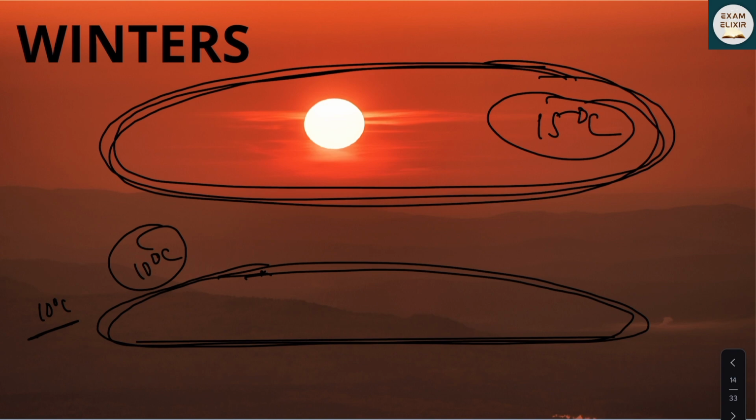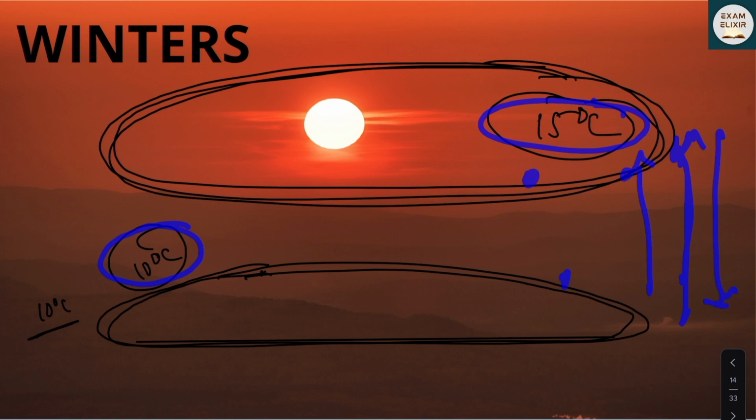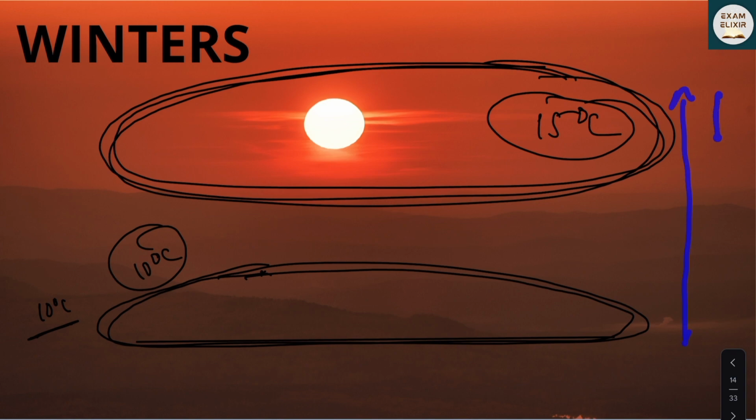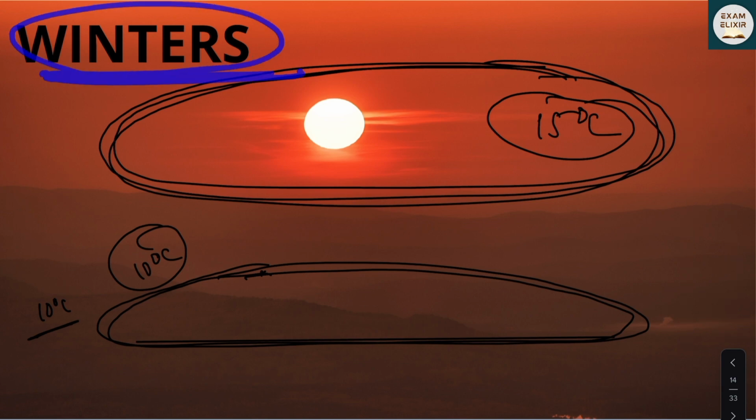Now, normally in the troposphere, what happens? As you go up, temperature decreases, right? Now the reverse is happening. As you go up, rather than temperature falling, temperature is increasing from 10 to 15. So this is called inversion of temperature. That is, the normal temperature distribution in the troposphere gets inverted. Rather than temperature decreasing, temperature will increase. This is what happens during winters.